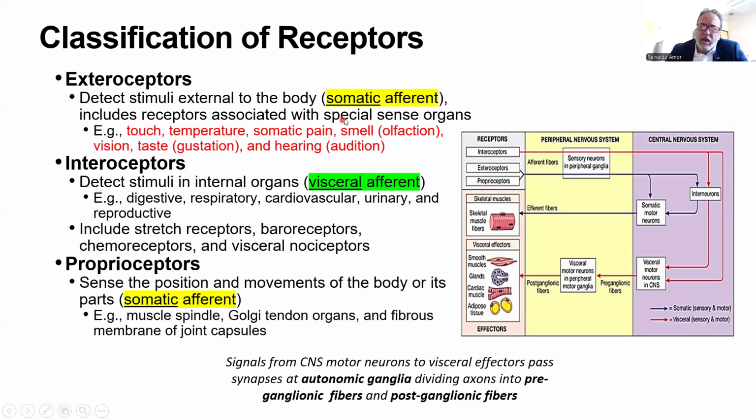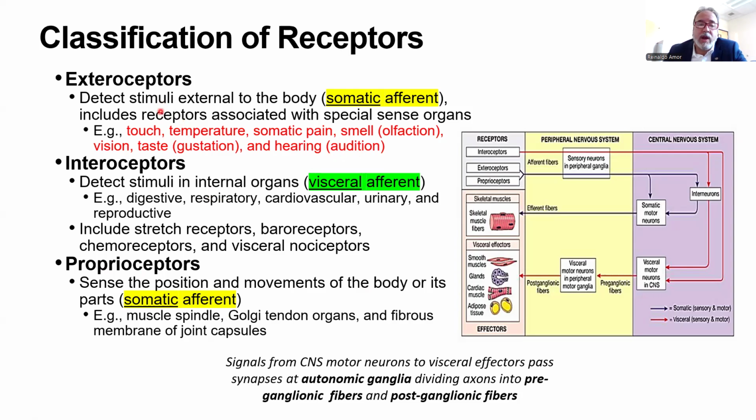So you want to know for the exam what type of information proprioceptors are picking up. This is the type of information that they're picking up, and the type of information that exteroceptors are picking up. You can see it here in red. Again, this is auditory.